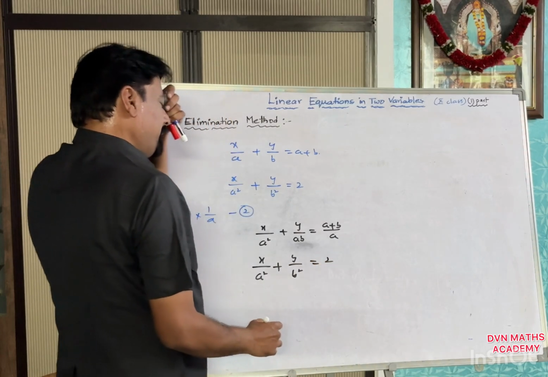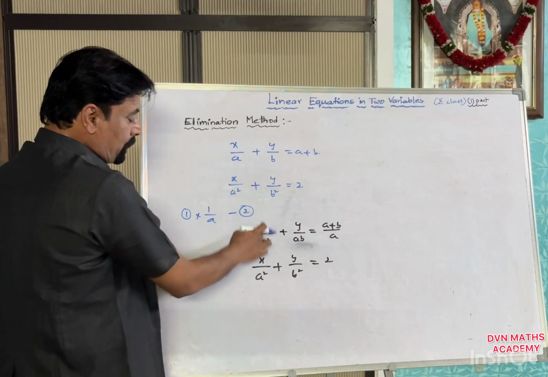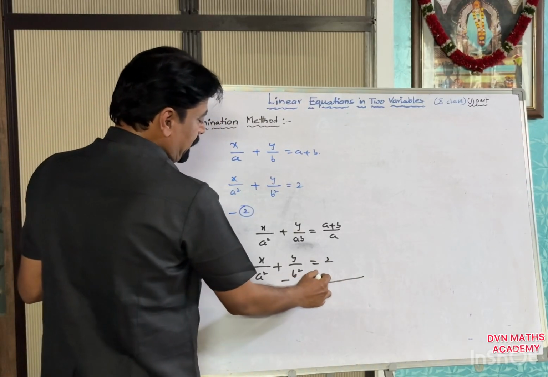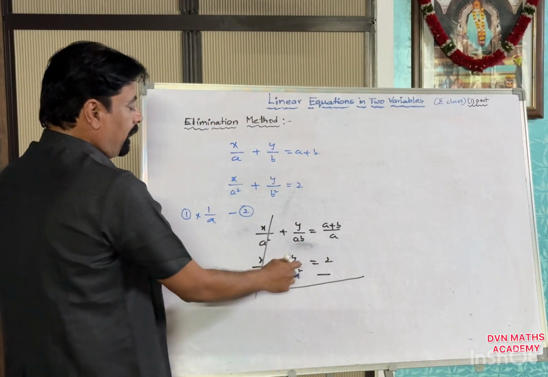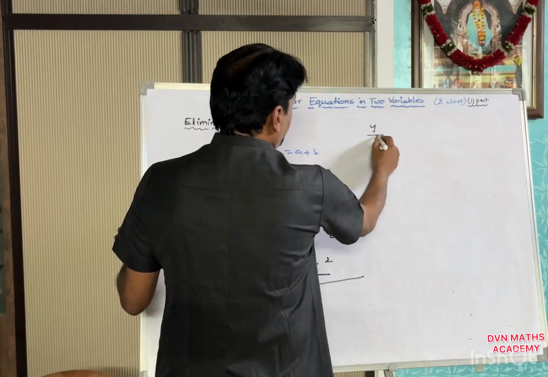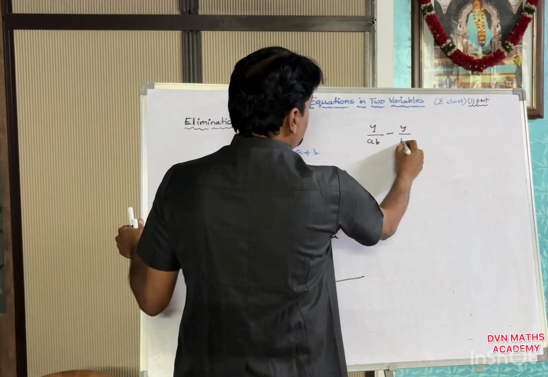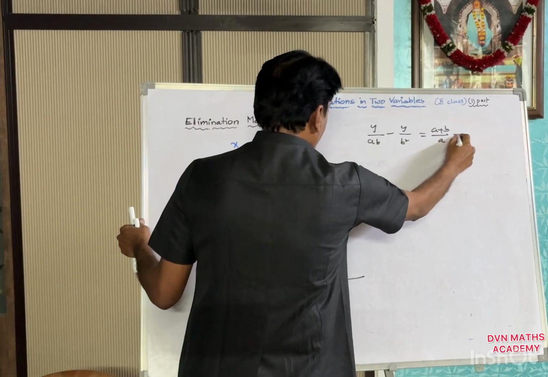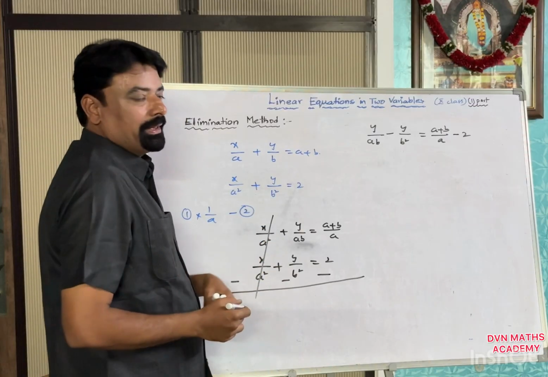Just what I did means I multiplied the first equation with 1 by a. Then these two terms are equal. Then you go for the subtraction. This is minus and this is minus and this is minus, and these two will be cancelled. What I got here is y by ab minus y by b square is equal to a plus b by a minus 2. This result I got when I subtracted these two equations.